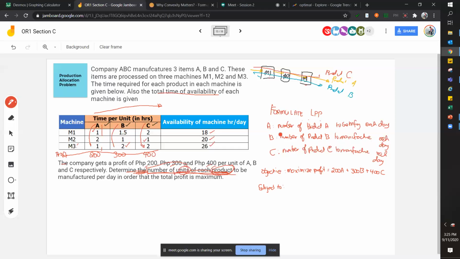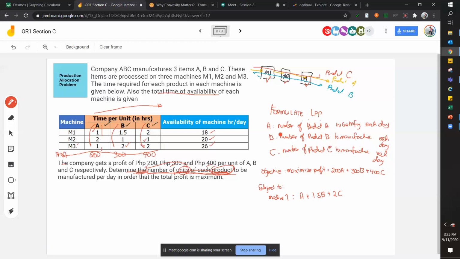First constraint, nasaan? Again, limited lang yung capacity ng bawat machine. So, machine 1, machine 2, machine 3. May constraint tayo sa mga yan. Agree? So, anong equation yun for machine 1? Correct? So, ilagay ka A plus B plus 2C.